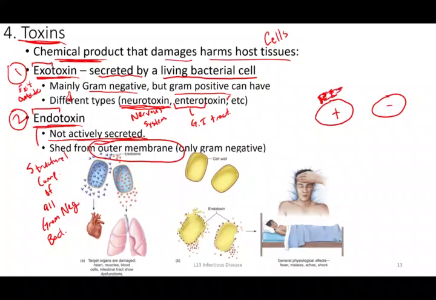I'm not going to draw this whole thing, but thick. This one just has a few layers of peptidoglycan. Thin. So that's one difference. And then another difference is there is an additional membrane that only gram-negative have. So gram-positive do not have an outer membrane. And so that's where this molecule is. It's not actively secreted, but it's this molecule that exists in this membrane.